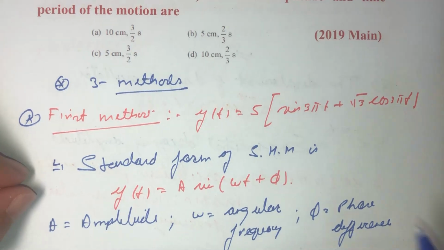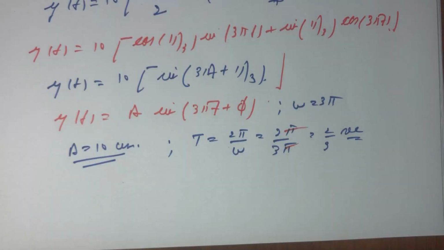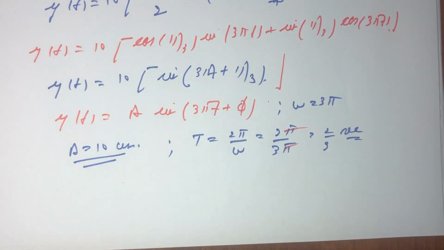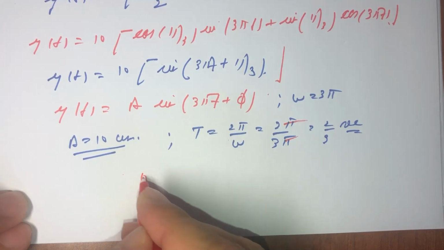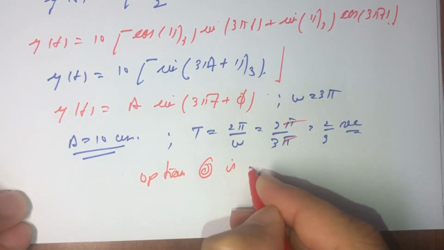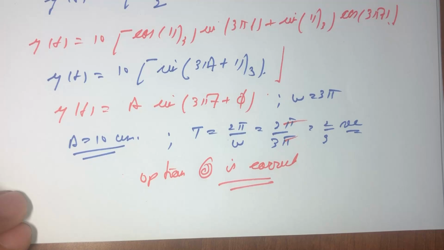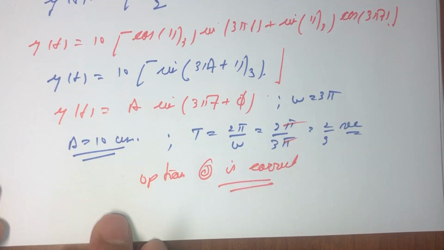So option D is the correct one. Therefore we can write that option D is correct. There were these three different methods to solve the same question. This completes the question. Thank you.